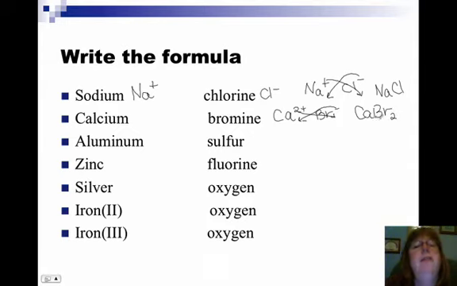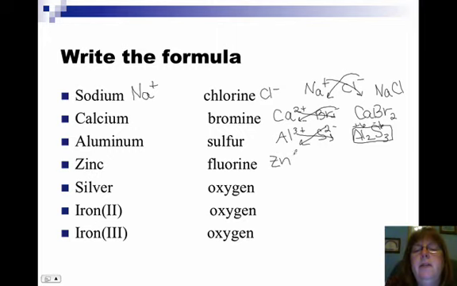CaBr2, calcium bromide. Aluminum, boy, that's one that always has the same charge of +3. And sulfur has a -2 charge, and then that's sulfide. So we're going to need 3 sulfurs for every 2 aluminums. Al2S3, aluminum sulfide. Notice 2 aluminums each are +3 would give this a +6, and 3 sulfurs each are -2 would give it a -6. This is the correct formula for aluminum sulfide.